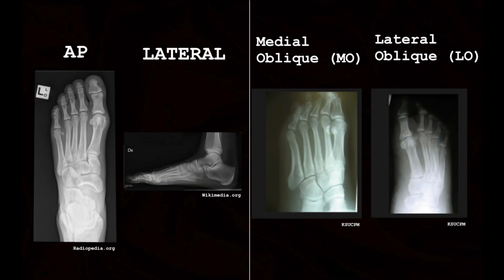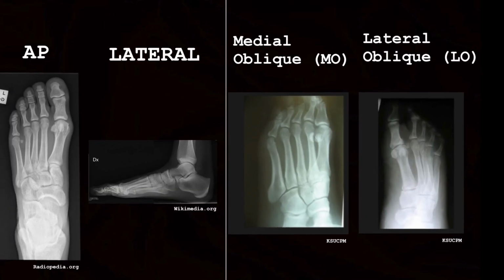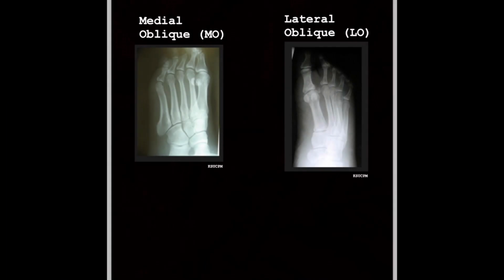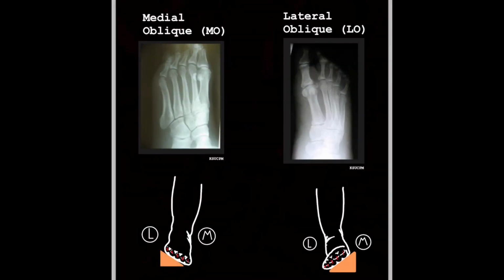The next 2 radiographic views we'll go over are the medial oblique, MO, and lateral oblique, LO views. As you'll find out, these 2 views make it easier to view certain parts of the foot that the AP or lateral views would not be so good at. It's important to note that, unlike the AP and lateral views, which are named based on the direction the image is being taken, the medial and lateral oblique images are named based on the position of the foot.